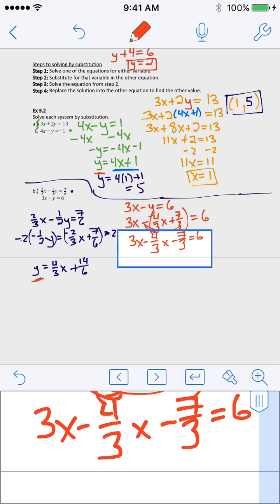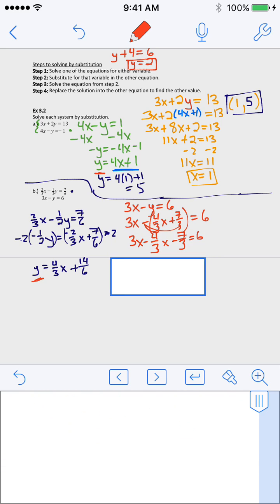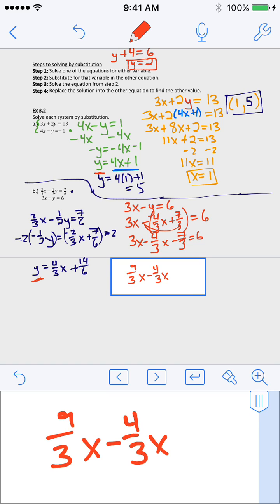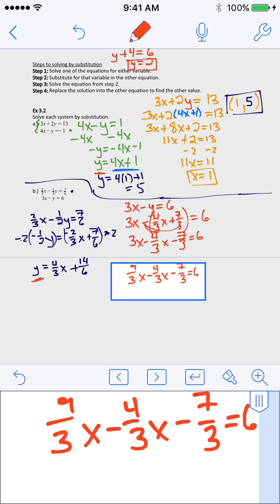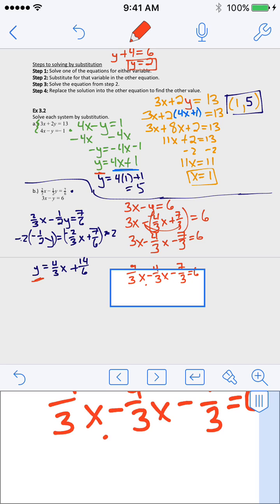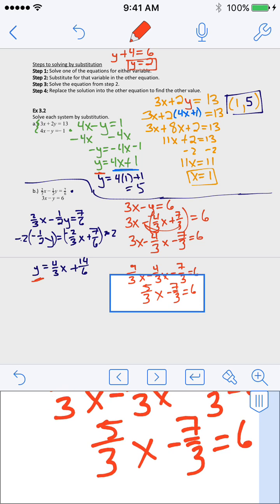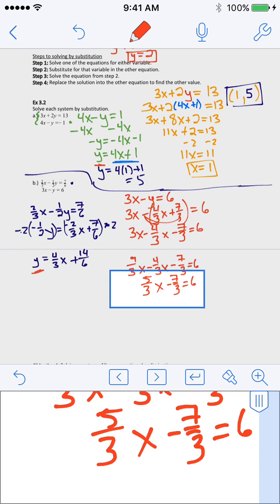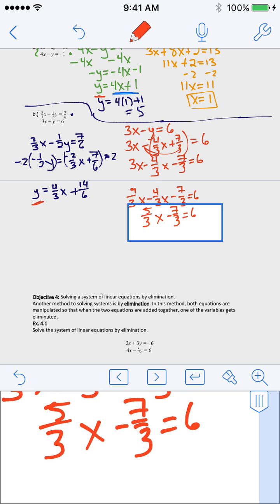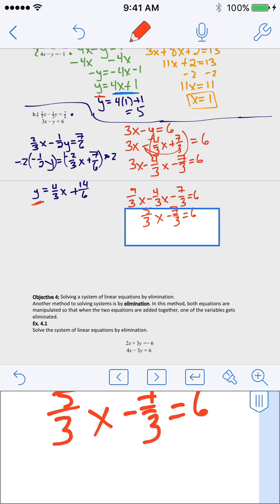Alright. So 3 minus 4/3. Well, 3 is equal to 9/3 minus 4/3 minus 7/3 equals 6. And therefore I'm left with 5/3 x minus 7/3 equals 6. Scroll up just a little bit. I'll add 7/3 to both sides.